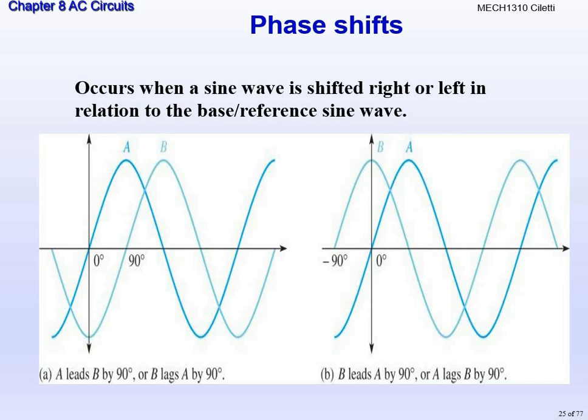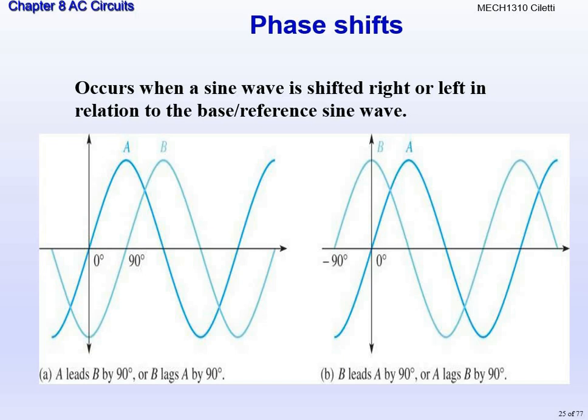So we can reference it as a leading or a lagging signal. Okay, let's look at the second one here. Notice they're both on the y-axis. Signal B and signal A are both on the y-axis. However, B is higher up on the y-axis when they're both at zero. So B is going to lead signal A by 90 degrees.